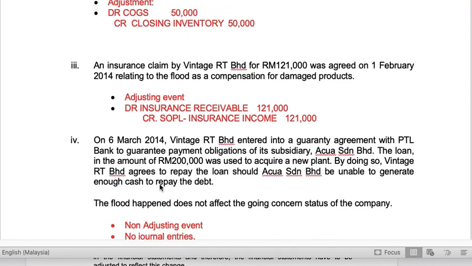Okay, the third one: an insurance claim by Vintage RT Berhad for 121,000 was agreed on 1st February 14, relating to the flood as a compensation. So the flood happened in September 13. Only that you get the insurance claim after you close your account. So of course this is an event after the reporting period, and this is an adjusting event because the flood happened during the year. So the adjustment would be debit insurance receivable because you have not received the money yet.